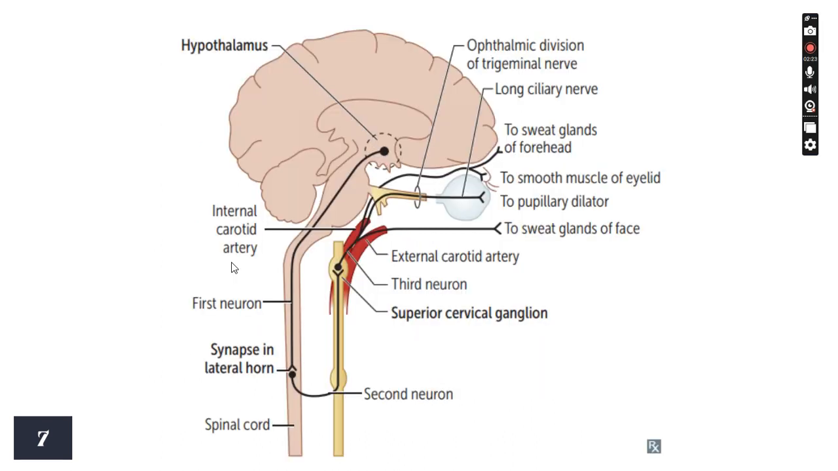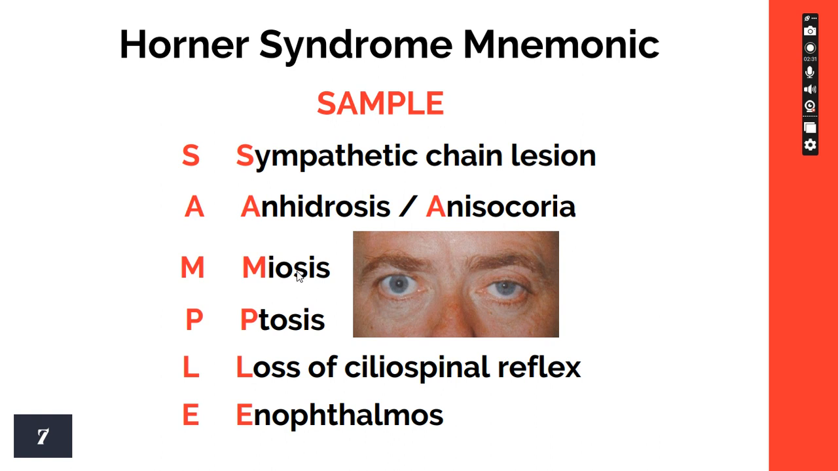Miosis, we know, is also due to a defect in the long ciliary nerve. Okay, so the pupillary dilator is no longer working. So we have miosis instead. Okay, and anisocoria subsequently. Okay. L for loss of the ciliospinal reflex.